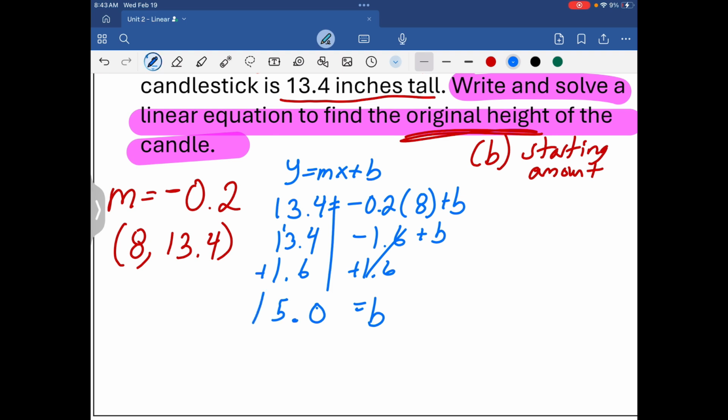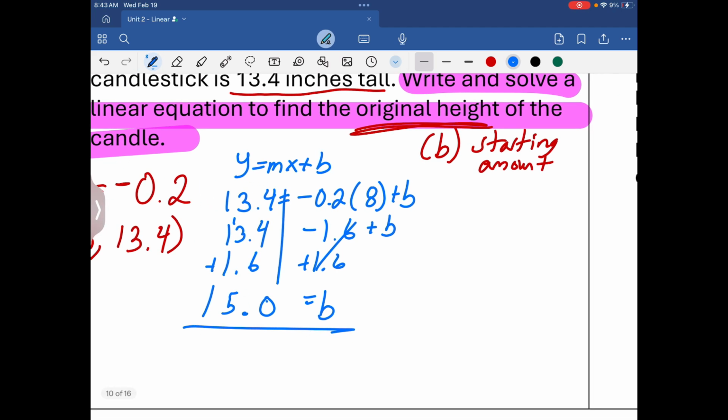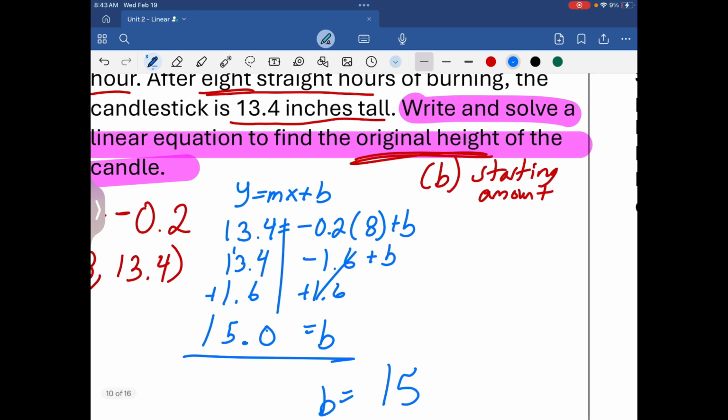So we were looking for the b. We found b right here. So we really don't need to do anything else except write our answer out. So b, or the starting amount, was 15. The units in this problem are inches.